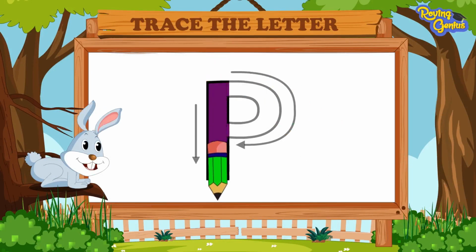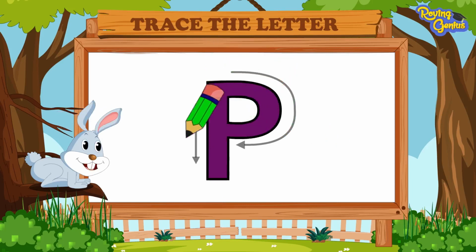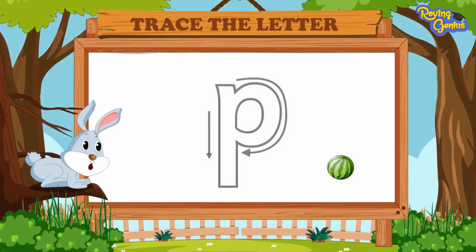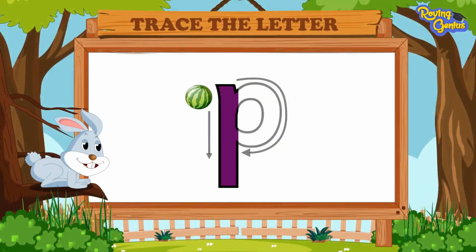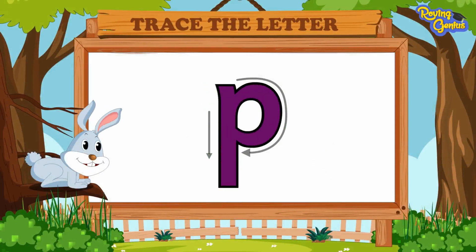Pull down your pencil, then pick it up off the ground. Add half a penny, nice and round. Pop on down and then up, you see. Finish it off with a little P.